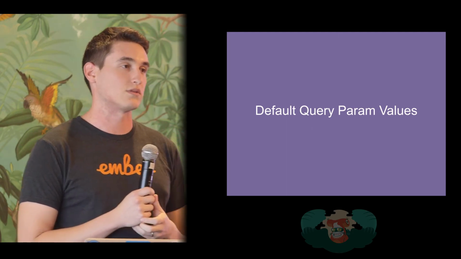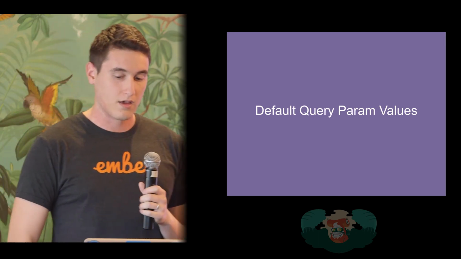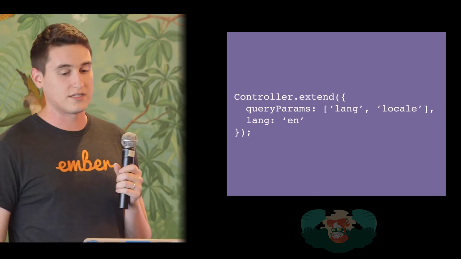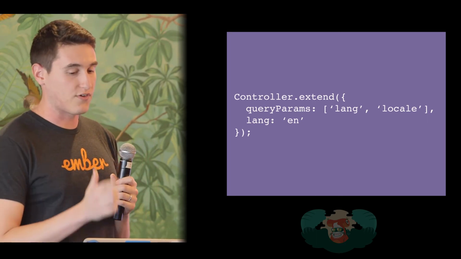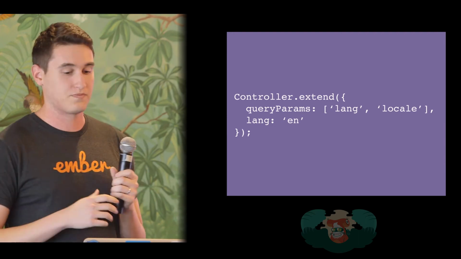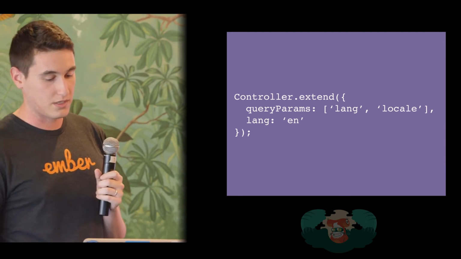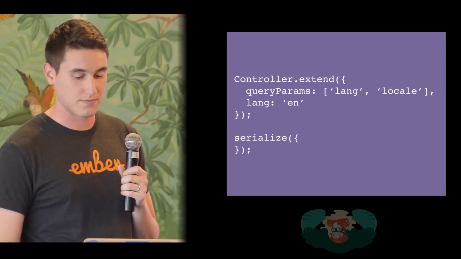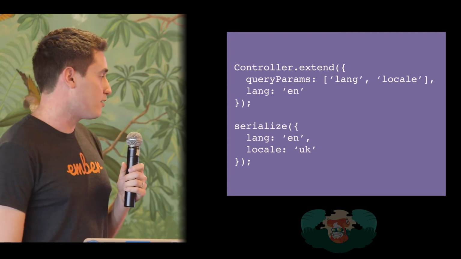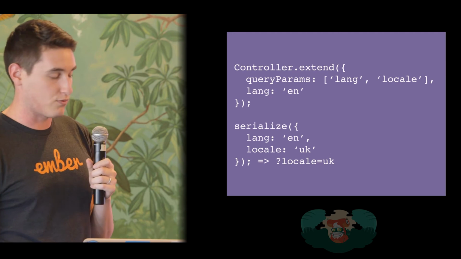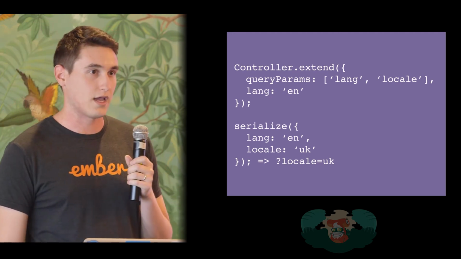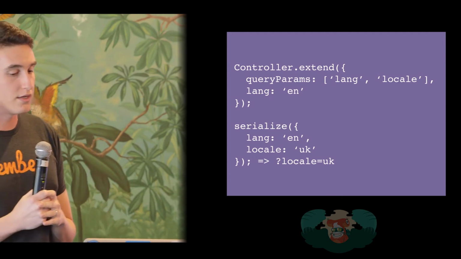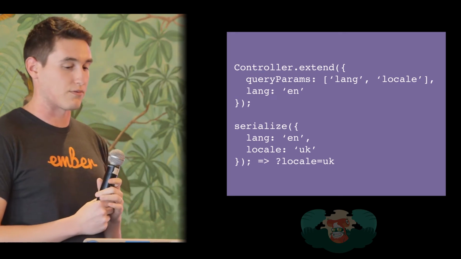So much like the issues with routes, we have similar problems here. To show what that means in practice, let's again look at an example. So if you have a simple controller that defines a lang and locale query params, and you define a default value for the lang query param as en, then that means that if we had a hypothetical serialize method, which just generates the serialized output of query params, and we passed in lang en and locale UK, the output we'd get is simply just locale equals UK. This is fine for the most part. It is good for our users, but again, is going to give us problems when we want to do things lazily.